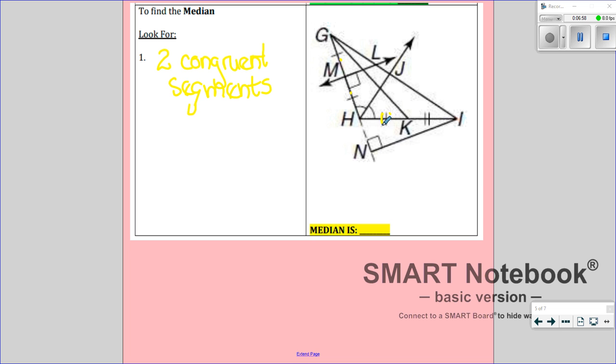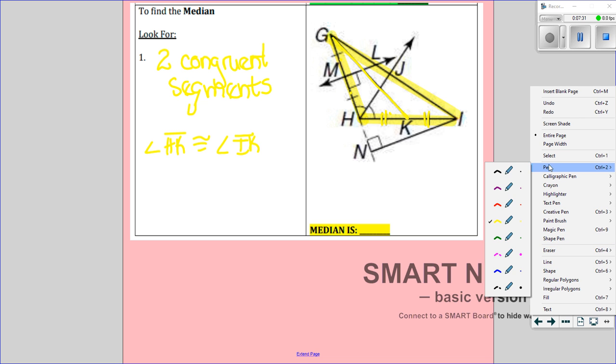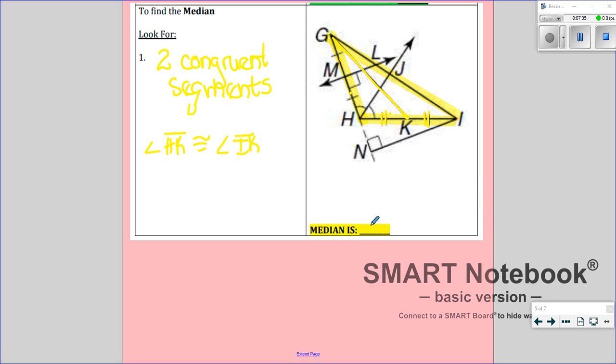But if we look at this and this, these two congruent segments, so I'm going to put here HK is congruent to IK. I can clearly see that this line that goes from the vertex to K, the midpoint of that segment, is the median. I'm going to highlight that triangle in yellow. And then I'm not going to write that in yellow, I'm just going to put the median is, I put that in purple, is segment GK.